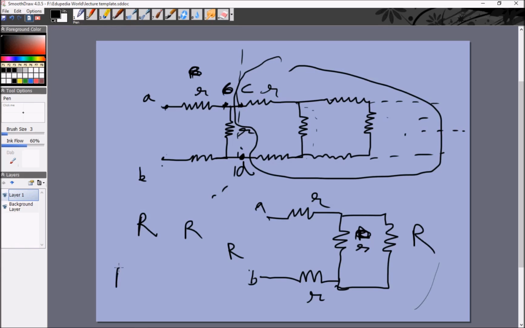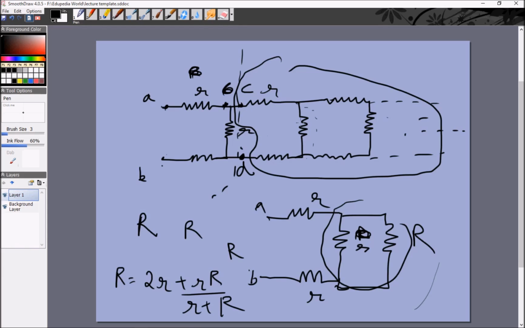So the equation we'll get is R is equal to 2 times small r plus this, which is also in series with these two, and these will give me RR by R plus R. So I'll not solve it now, but after doing that you'll get a quadratic equation, and one result will be negative, so you'll have to discard that, and the other root will be the answer.